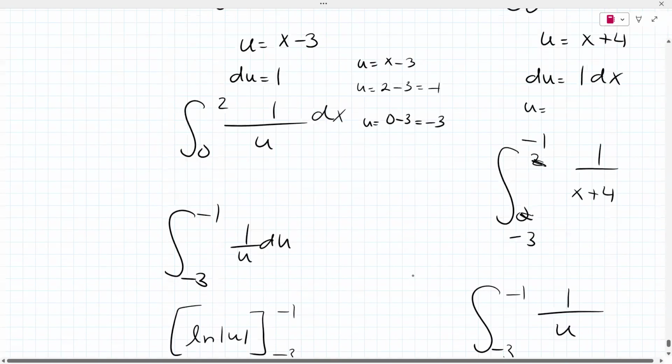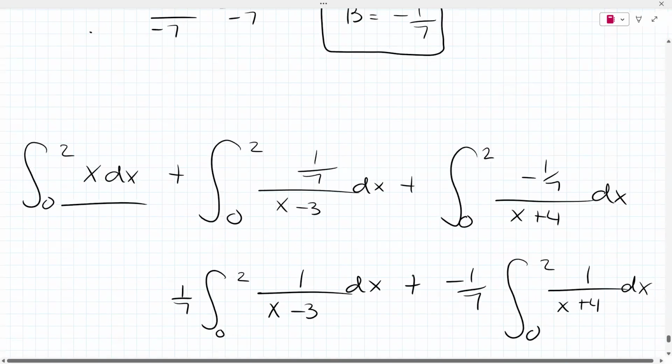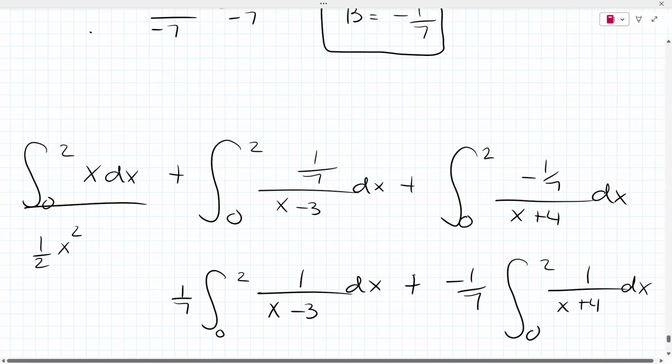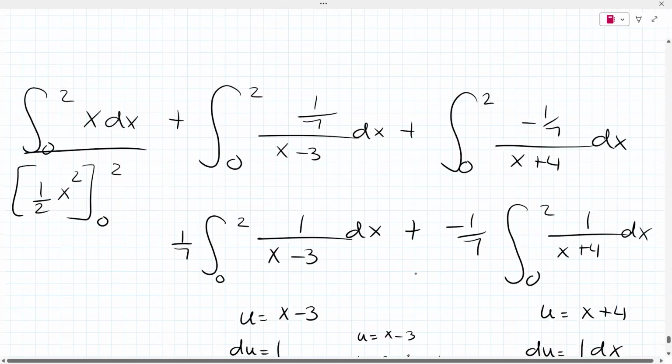So when you put it all together, including this, I didn't do this part, I should have done that. That's easy. What's the integral of x? It's 1/2 x squared. And you can just do 0 to 2. You don't have to change the boundaries. So 2 squared is 4 over 2. That's 2 minus 0, just 2.